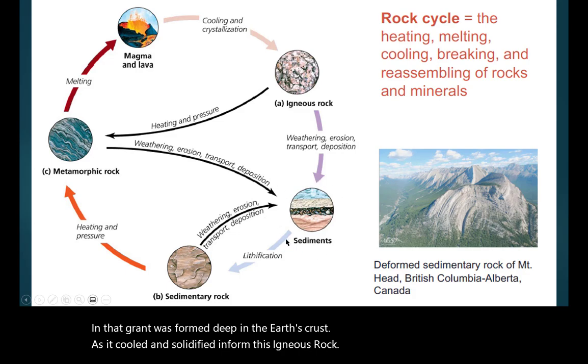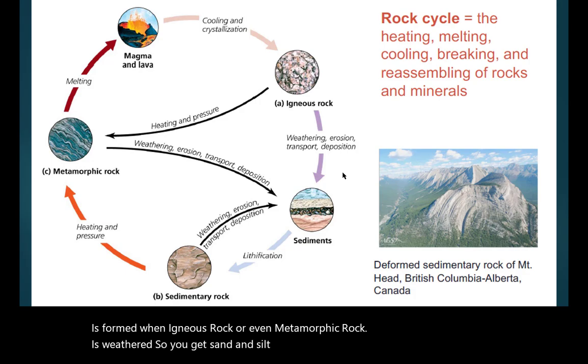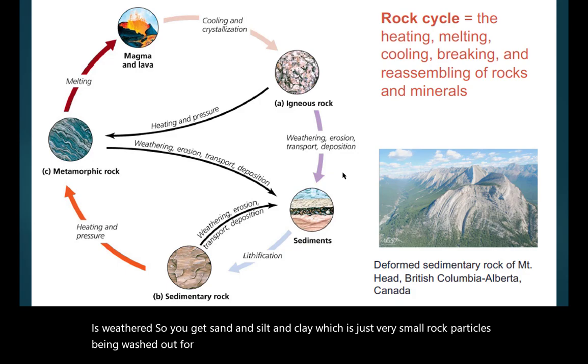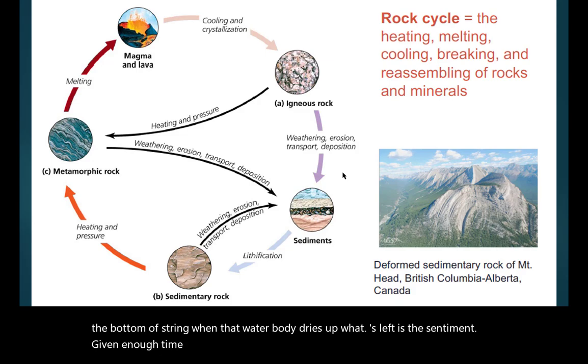Another type of rock, sedimentary rock, is formed when igneous rock, or even metamorphic rock, which I'll talk about in a second, is weathered. So you get like sand and silt and clay, which is just very small rock particles, being washed out, for example. And those are deposited in the bottom of a lake or the bottom of a stream. When that water body dries up, what's left is the sediment. Given enough time, that sediment will harden and become a sedimentary rock. Right? We call that process lithification.